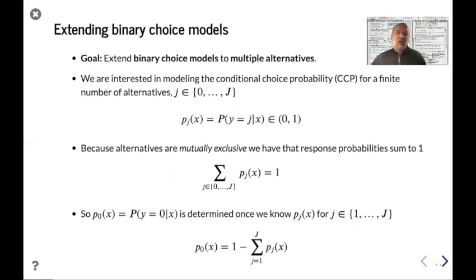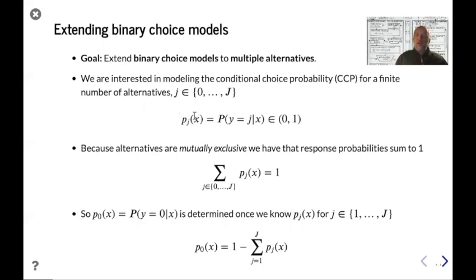Okay, so now just get a little bit of notation straight here. First, we want to extend binary choice models to multiple alternatives. We need more than just 0 and 1. So we're interested in modeling the conditional choice probabilities. Sometimes we just call those CCPs, for the conditional choice probabilities, for a finite number of alternatives. So it's important that it's finite. Okay, so there's not a continuum of them, otherwise it's not a discrete choice. And we label them from 0 all the way up to capital J.